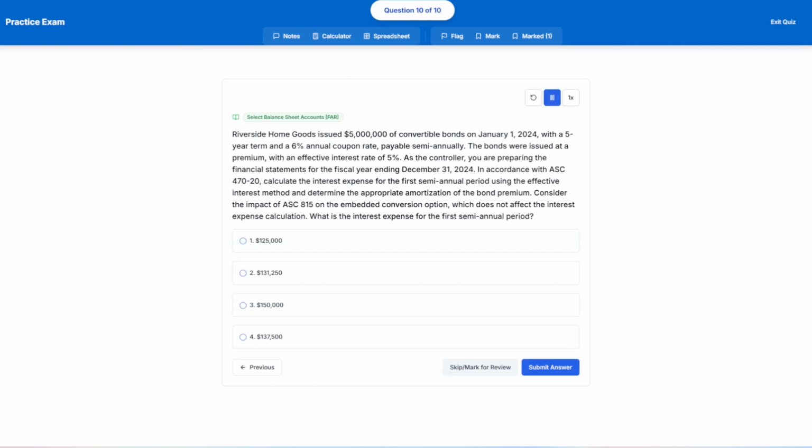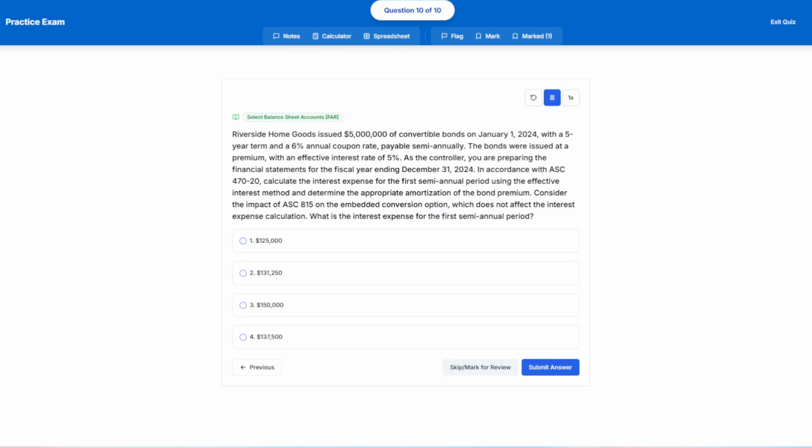Question. Riverside Home Goods issued $5 million of convertible bonds in January 2024 with a 5-year term and a 6% annual coupon rate, payable semi-annually. The bonds were issued at a premium with an effective interest rate of 5%. As the controller, you are preparing the financial statements for the fiscal year ending December 31, 2024.